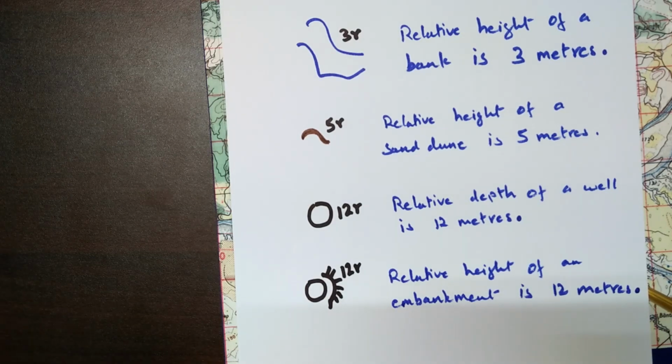So only this, my children. Don't get confused with the height or depth. Height is related with the bank of a river, a sand dune, and if it is a bund or an embankment, it will be a height, relative height. And if it is a well, it will become the depth. Whatever the figure is there, R means meters.